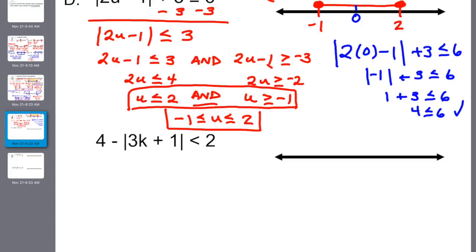Next one, 4 minus the absolute value of 3k plus 1 is less than 2. First thing here, let's not screw this one up. Let's go ahead here and do this to get our absolute value brackets by themselves. So we need to get rid of the 4, and you can treat this like there's a negative 1 in front of there if you want, but this is like minus all of this. I need to get rid of the 4 first.